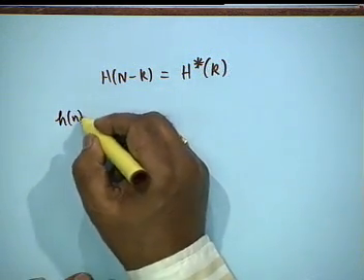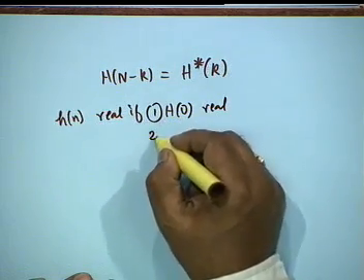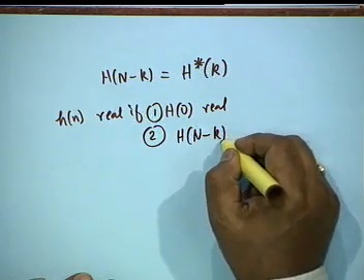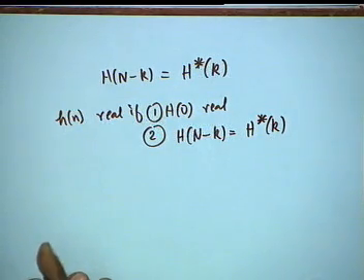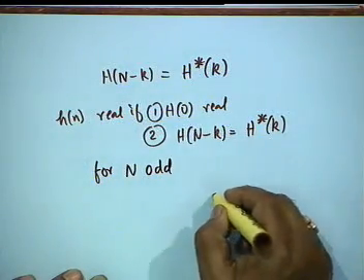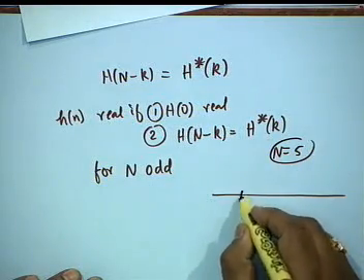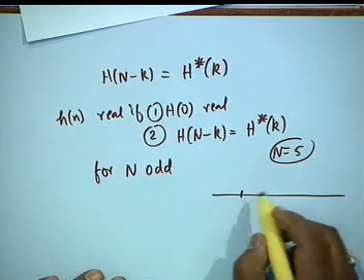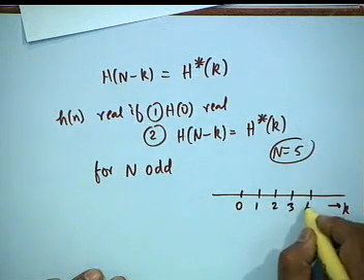Therefore, the conditions are: h of n is real if H of 0 is real, and second, H of N minus k equals H star of k. This is the story if capital N is odd. This is the story for capital N odd. For example, let us say capital N is 5. Suppose capital N is 5, then k would be equal to 0, 1, 2, 3 and 4.